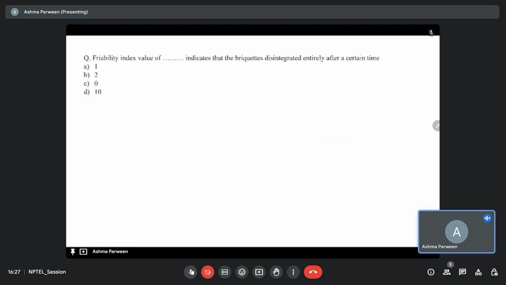So the next question is, friability index value of dash indicates that briquettes disintegrated entirely after a certain time. It is 1, 2, 0 or 10. So again, I will give you all 10 minutes. Just take your time and write the correct option in the chat box.